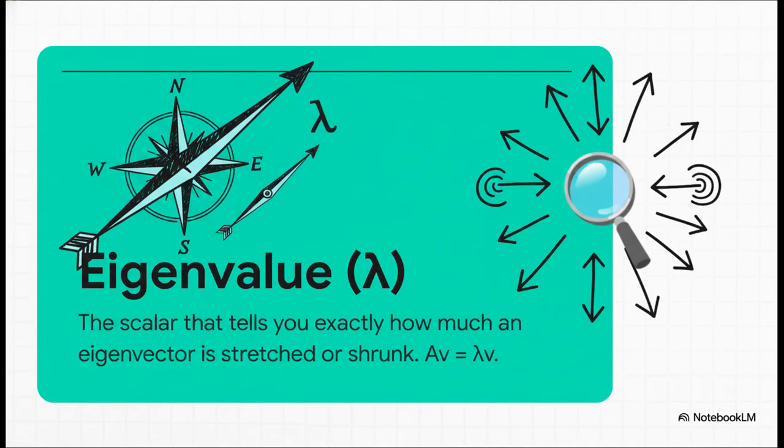And if the eigenvector is the special direction, then the eigenvalue is the other half of the code. We use the Greek letter lambda for it. The eigenvalue is the scaling factor. It's simply the number that tells you exactly how much that special eigenvector gets stretched or shrunk. It's basically the strength of the matrix's pull in that one special direction.